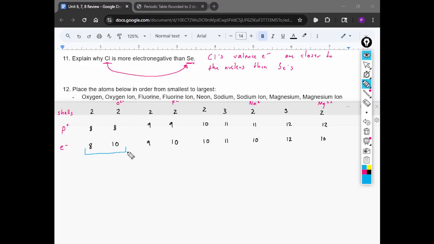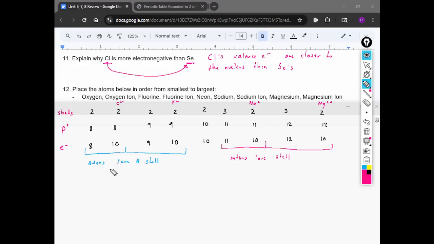And a key thing to remember is that anions have the same number of shells as their neutral counterpart. But the cations, sodium and magnesium, are going to lose a shell, because cations lose an electron from the valence shell, so that valence shell disappears. That's why if you look at sodium and Na+, the ion will have fewer shells. Same thing with magnesium. But if you look at oxygen, the anion, it has the same number of shells.